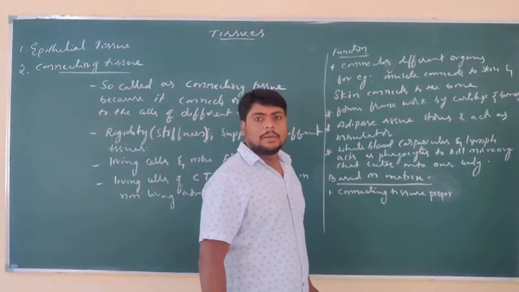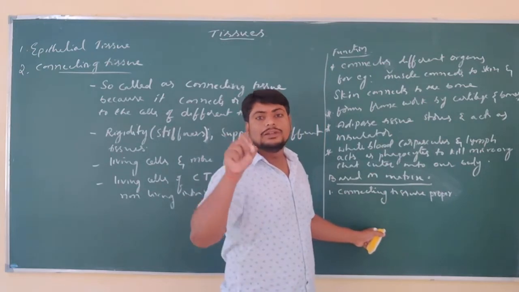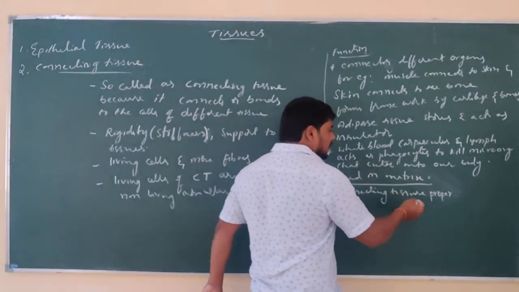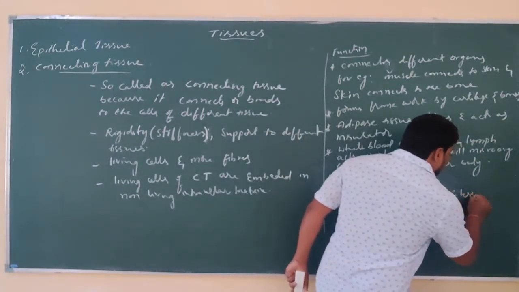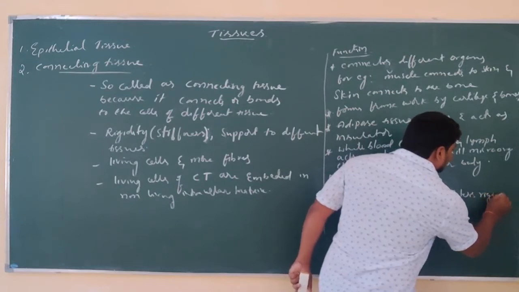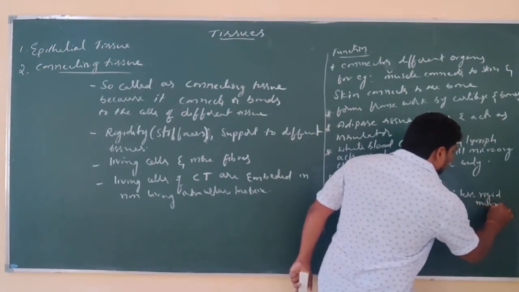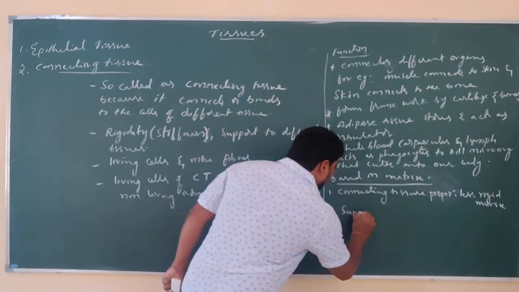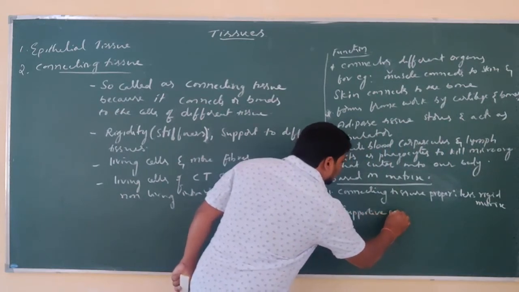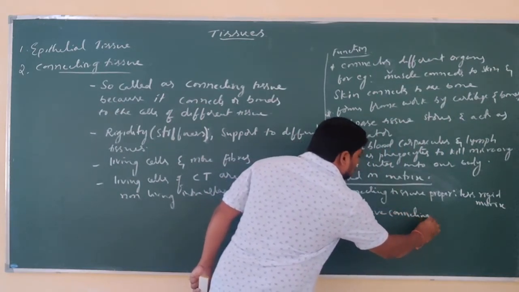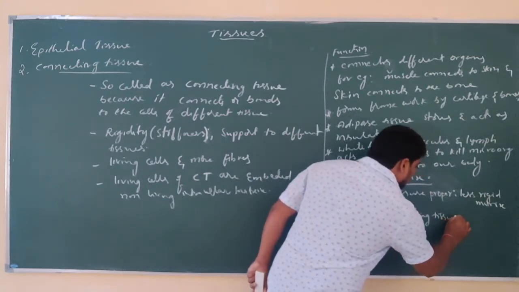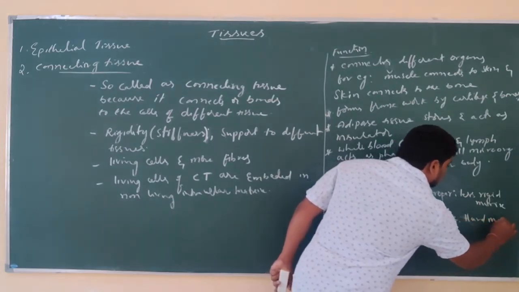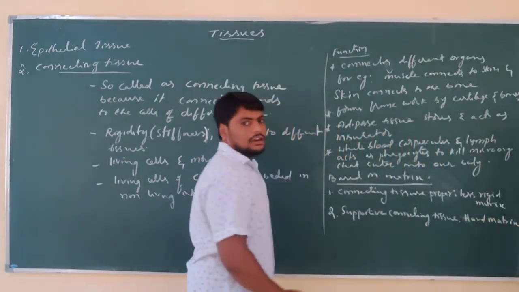So under connecting tissue proper, the matrix is not too rigid. It has a less rigid matrix. The matrix is present. And the next type of connecting tissue is supportive connecting tissue. The matrix is very hard, like bone and cartilage.